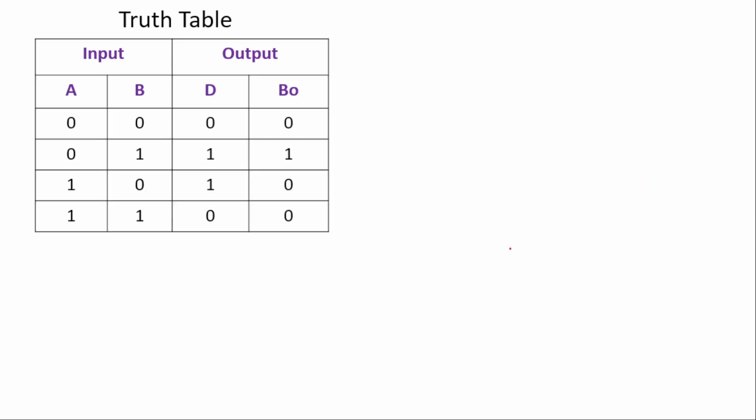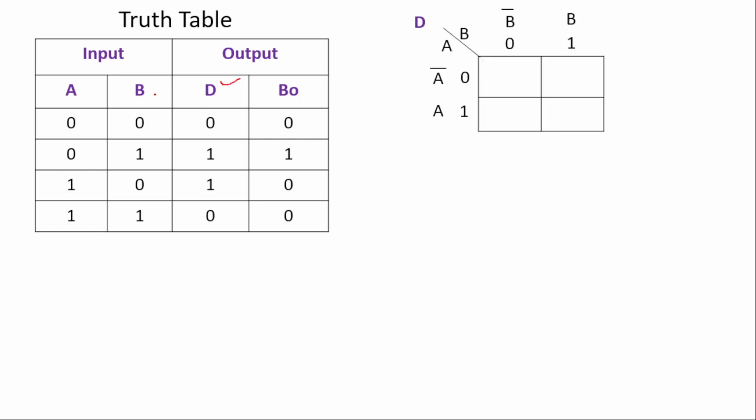The other way of deriving the Boolean expression is to take the help of K-map. There are two different outputs, so two K-maps would be required. The first K-map will be for D, that is difference. Number of inputs is 2, so the size of K-map will be 2 raised to 2, that is 4 squares will be there. A can have a value of 0 and 1, B can have a value of 0 and 1, so these are the inputs, and outputs corresponding to these inputs would be written inside the cells.